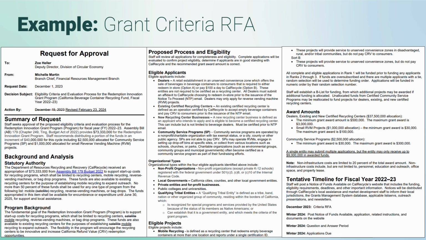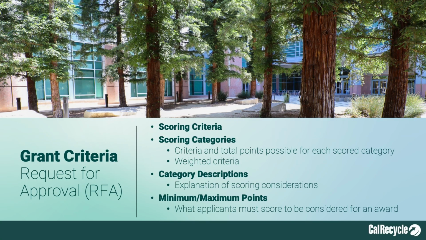This slide is just an example of what the documents could look like. As previously mentioned, some of our grant programs are scored. Therefore, we develop and provide a scoring criteria that reflects scoring categories, their associated description, and the minimum and maximum points possible. Scoring categories vary from program to program, but some examples include project description and project viability.